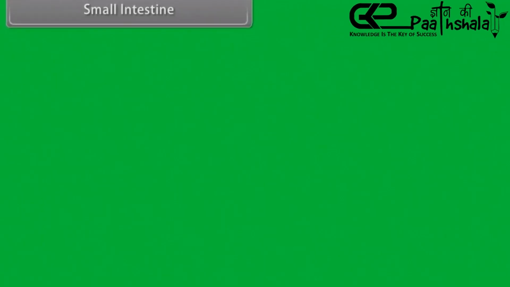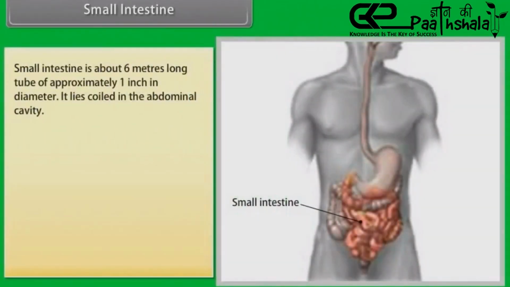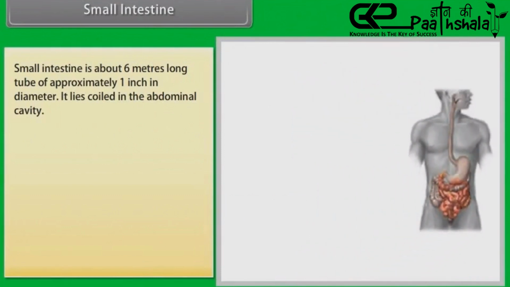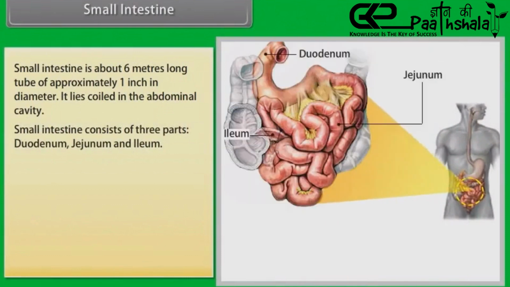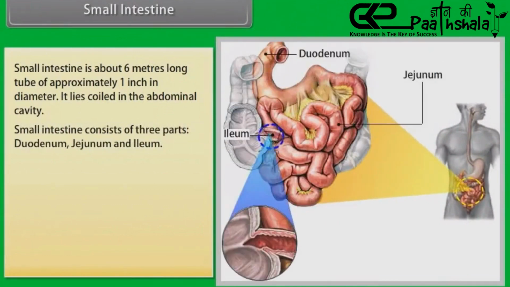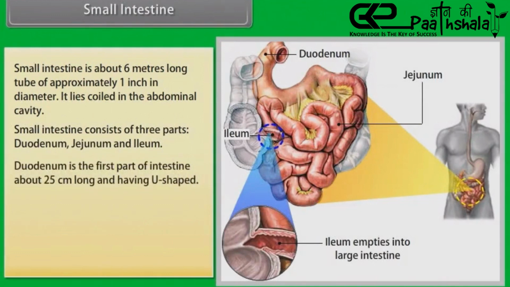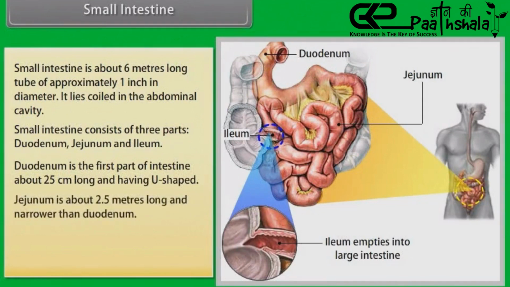Small intestine. The small intestine is about 6 meters long, a tube approximately 1 inch in diameter. It lies coiled in the abdominal cavity. The small intestine consists of 3 parts: duodenum, jejunum and ileum. The duodenum is the first part of the intestine, about 25 centimeters long and U-shaped. The jejunum is about 2.5 meters long and narrower than the duodenum. The jejunum and ileum do not have a clear-cut separation.